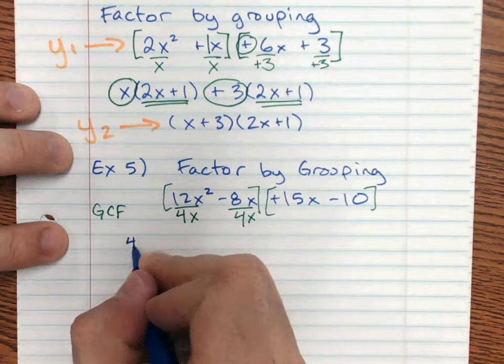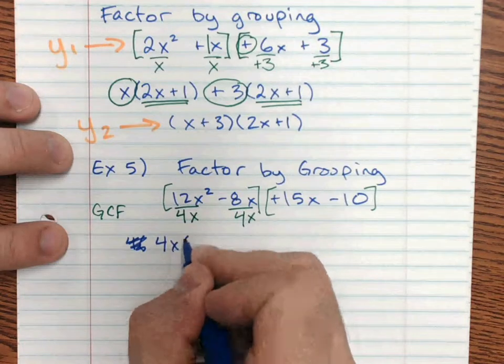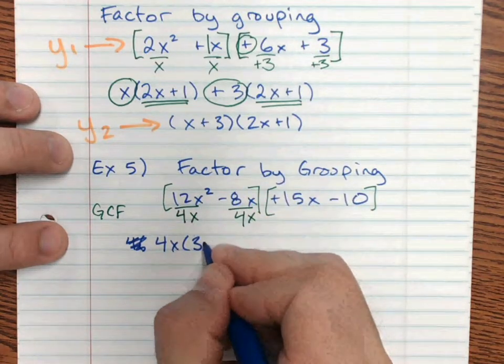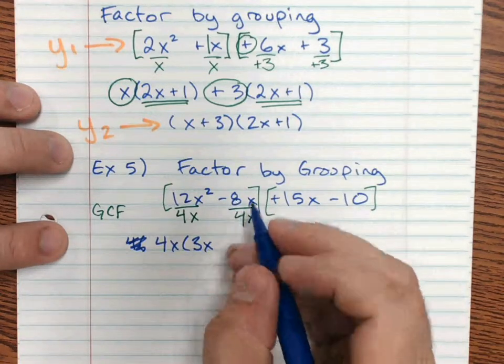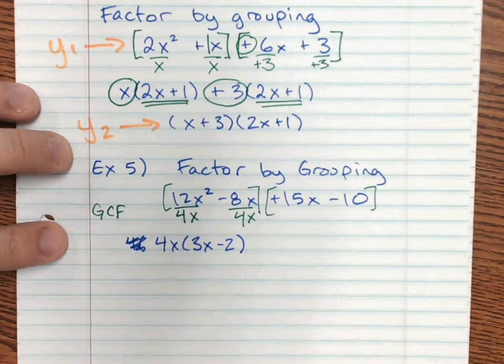So 4x is going to go out in front. 4x. 12 divided by 4 is 3. X squared divided by x leaves 1x. Negative 8 divided by 4 is negative 2. X divided by x would cancel out.